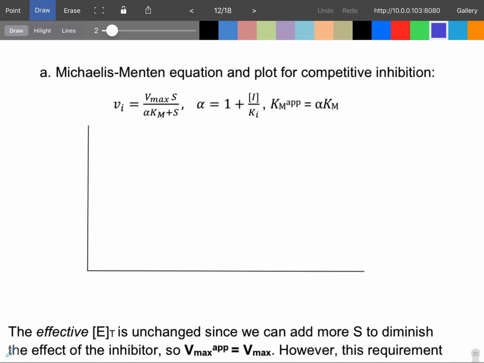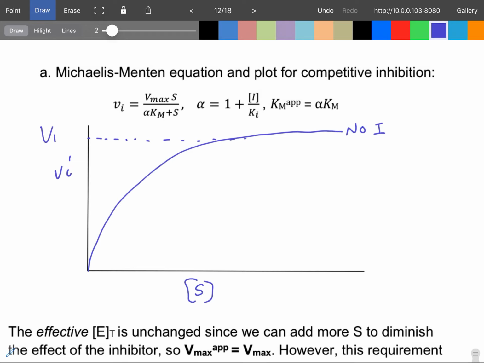So let's look at a Michaelis-Menten plot for competitive inhibition and also the equation. Let's plot initial velocity as a function of substrate concentration. I'm going to first look at the regular reaction with no inhibitor, so we'll look at a plot that looks like this. We'll label this one no inhibitor. And of course there's some Vmax value associated with that reaction, whatever it happens to be.